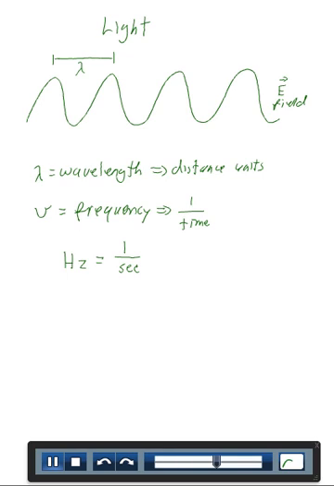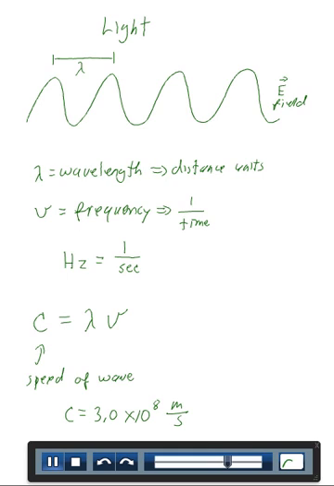There's an equation that equates the speed of a wave with its wavelength and frequency, and we use c for the speed of the wave, and that's just equal to its wavelength times its frequency. So this is the speed of the wave. Now we're talking about light, and so the speed of light would be 3.0 times 10 to the 8th meters per second.